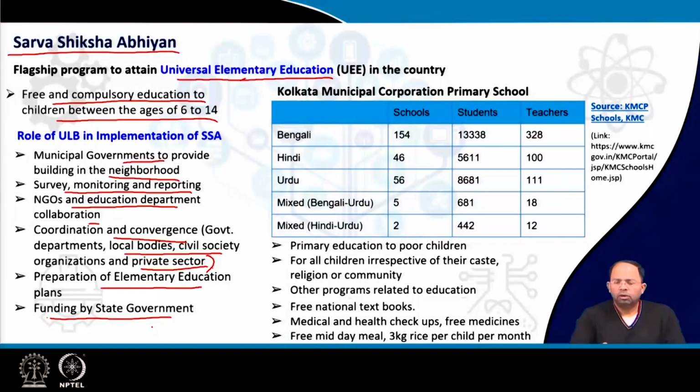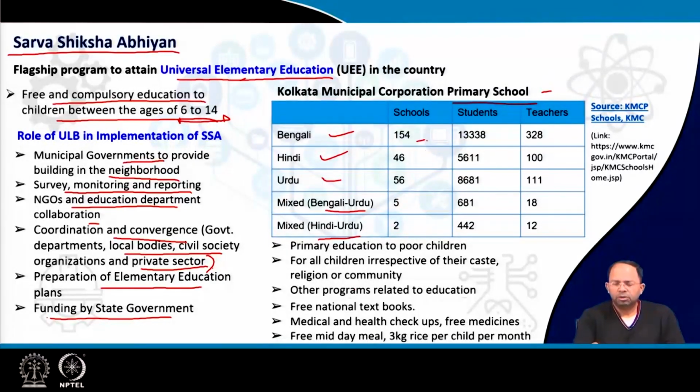government. So, Kolkata Municipal Corporation runs several primary schools so that we can provide education to kids in the 6 to 14 years age group. Some schools are Bengali medium, some schools are Hindi medium, and some schools are Urdu medium. Some schools are even mixed with Bengali and Urdu and also Hindi and Urdu.